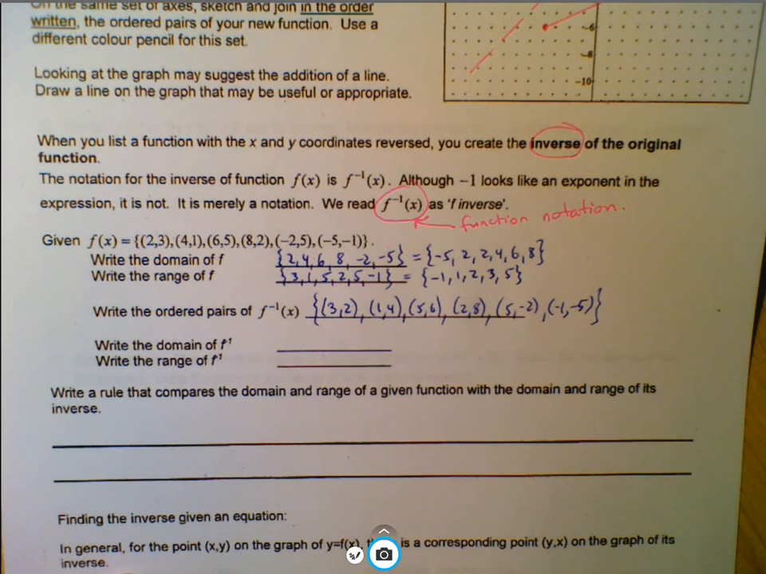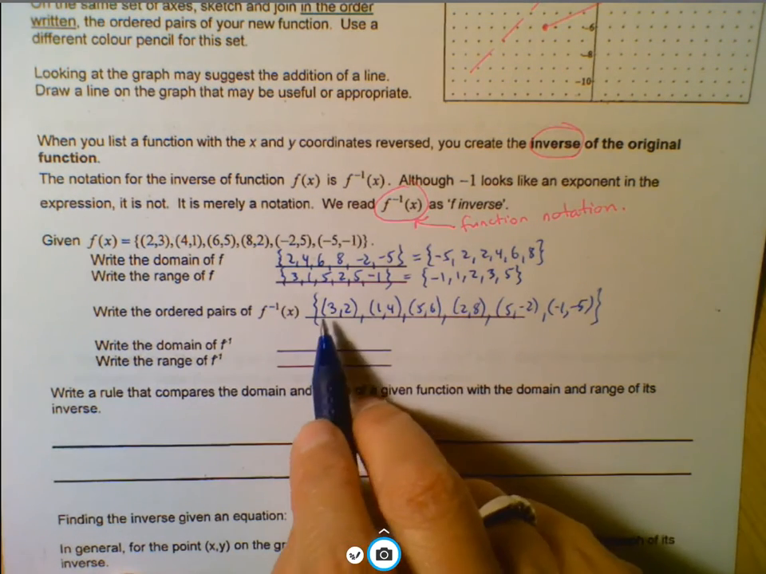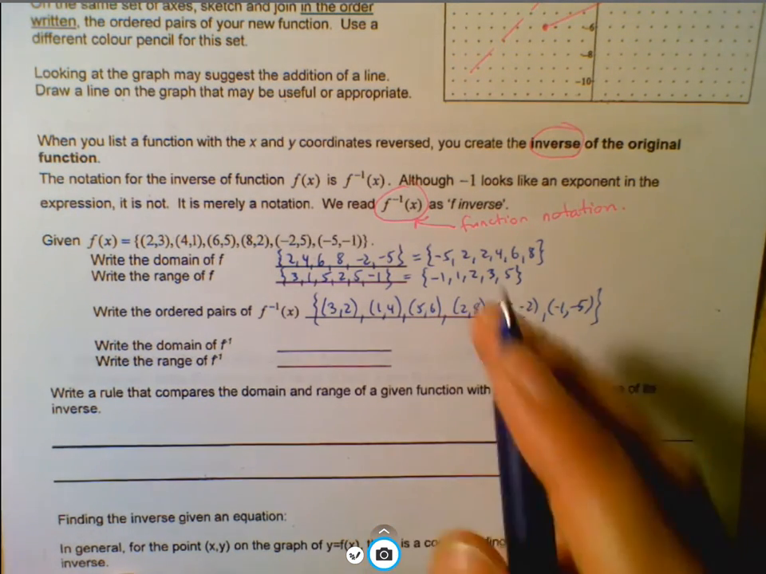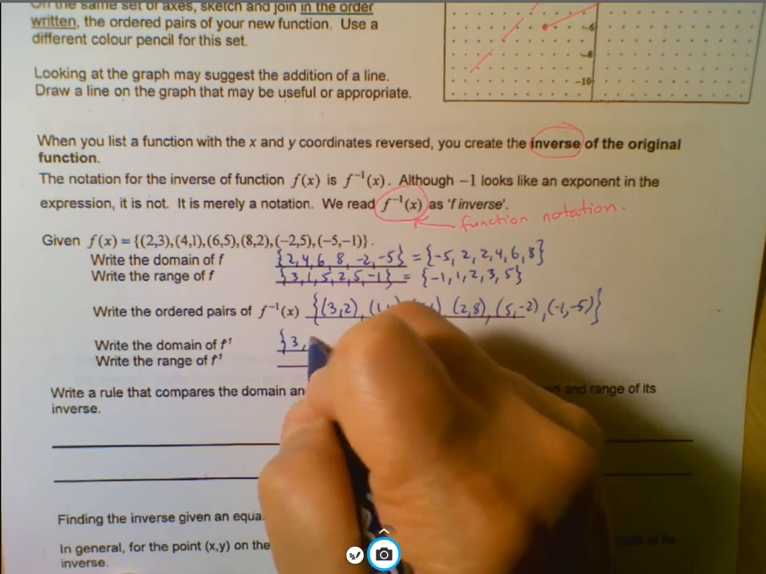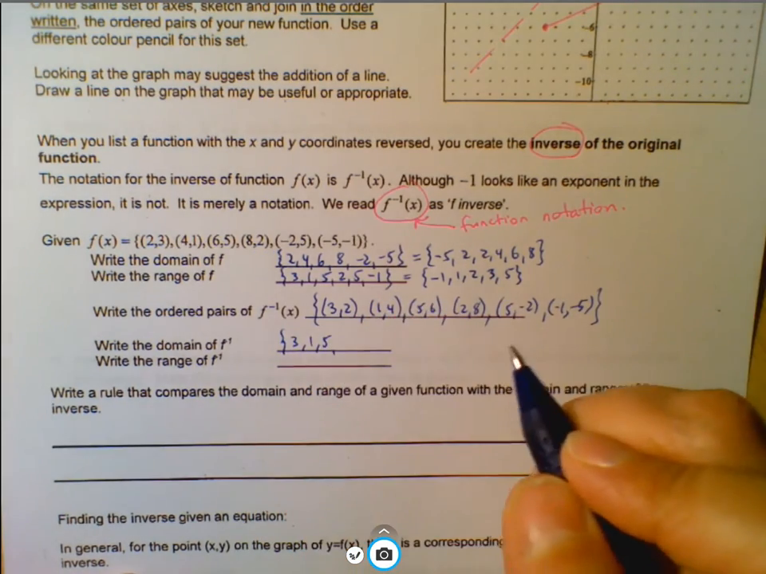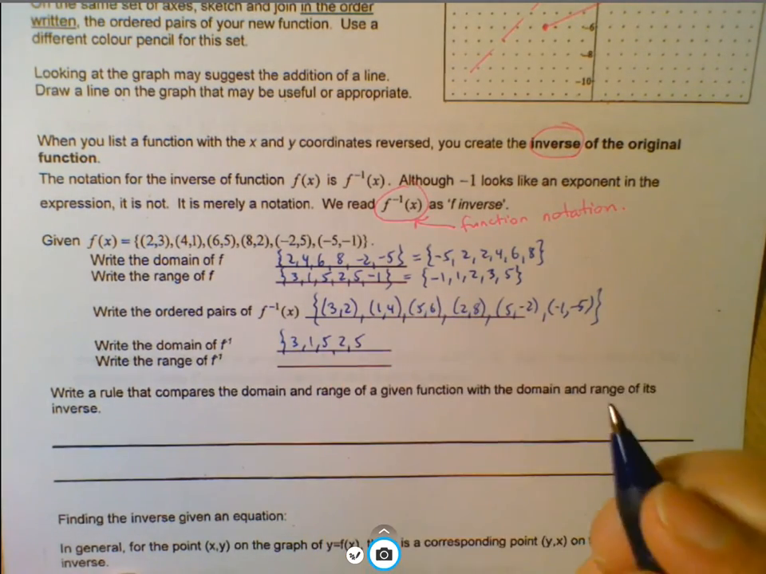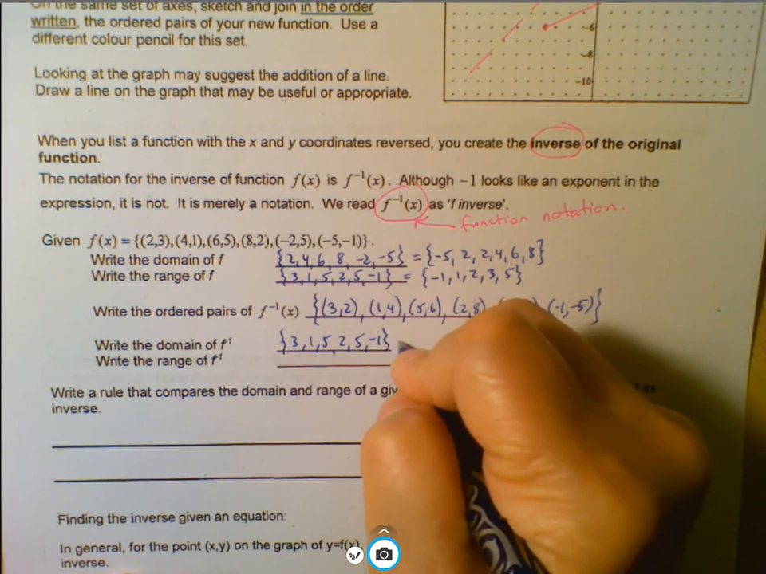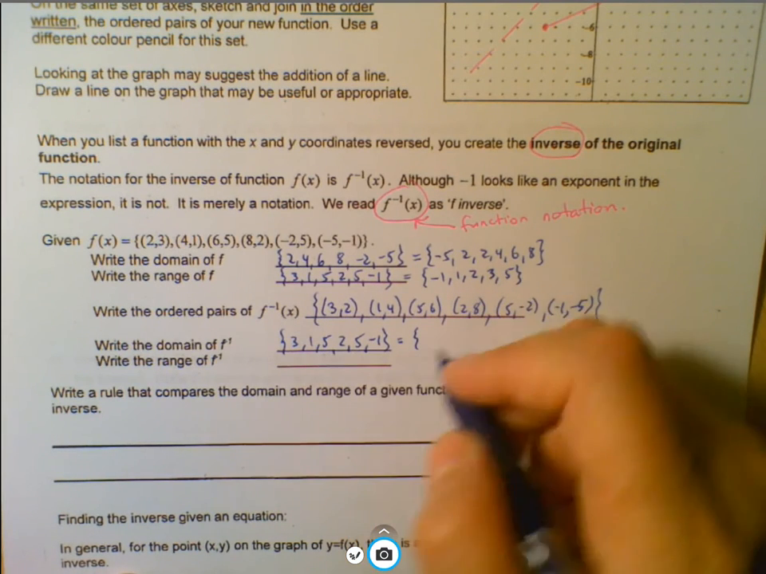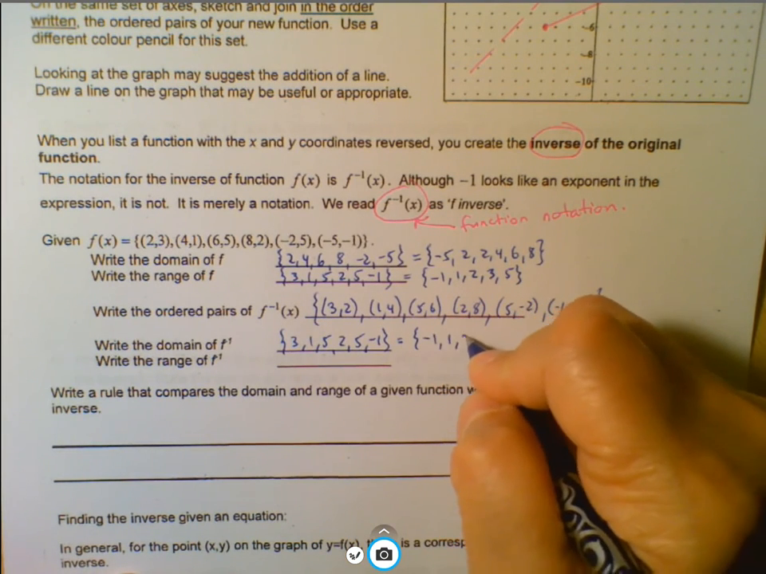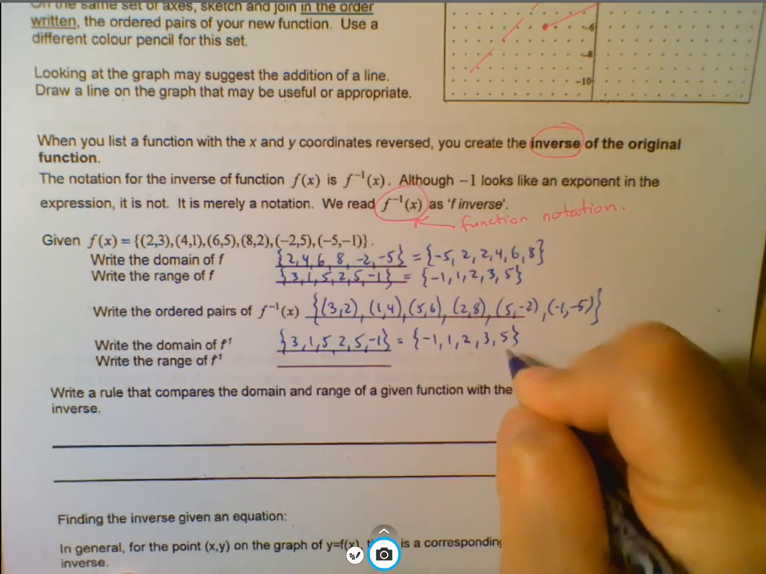Now it says write the domain of F inverse and the range of F inverse. So the domain is going to be all of the x coordinates. So that's 3, 1, 5, 2, 5, -1, which if I put in order and get rid of the extra 5, I get -1, 1, 2, 3, 5.